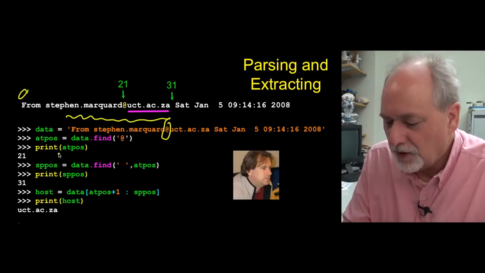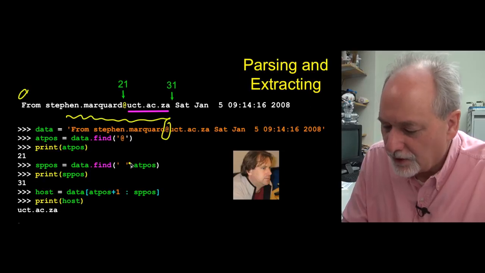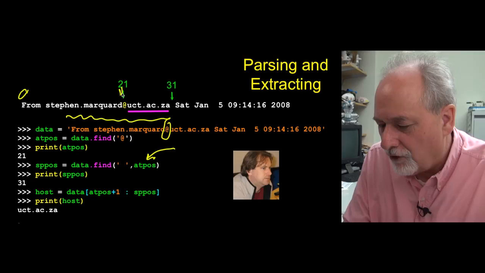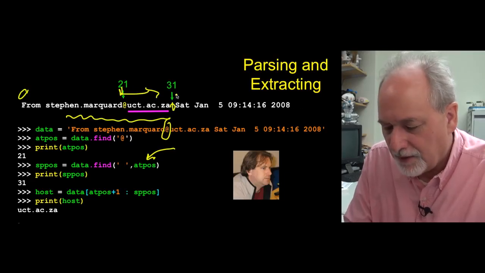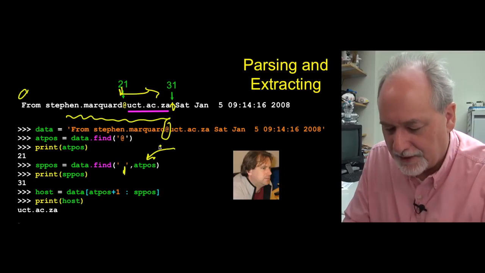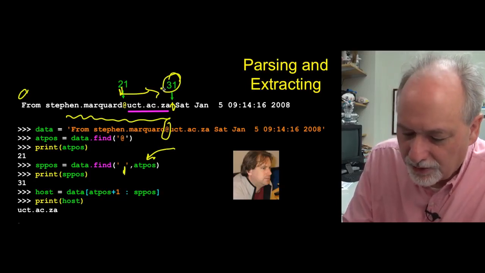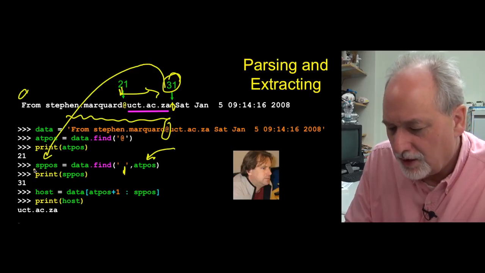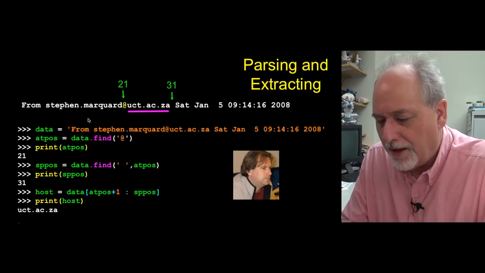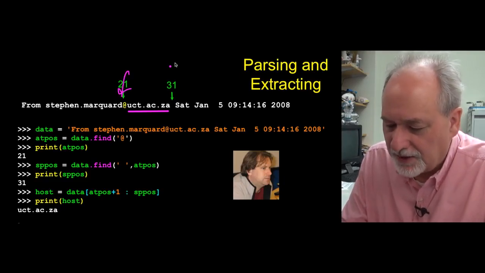Then we're going to look for the next space after the @ sign. We start at the @ sign and tell find to start here and look forward until it finds a space. So data.find, look for a space starting at the position of the @ sign, and that'll be in position 31. So now we have in two variables the position of the @ sign, and the position of the space after the @ sign.